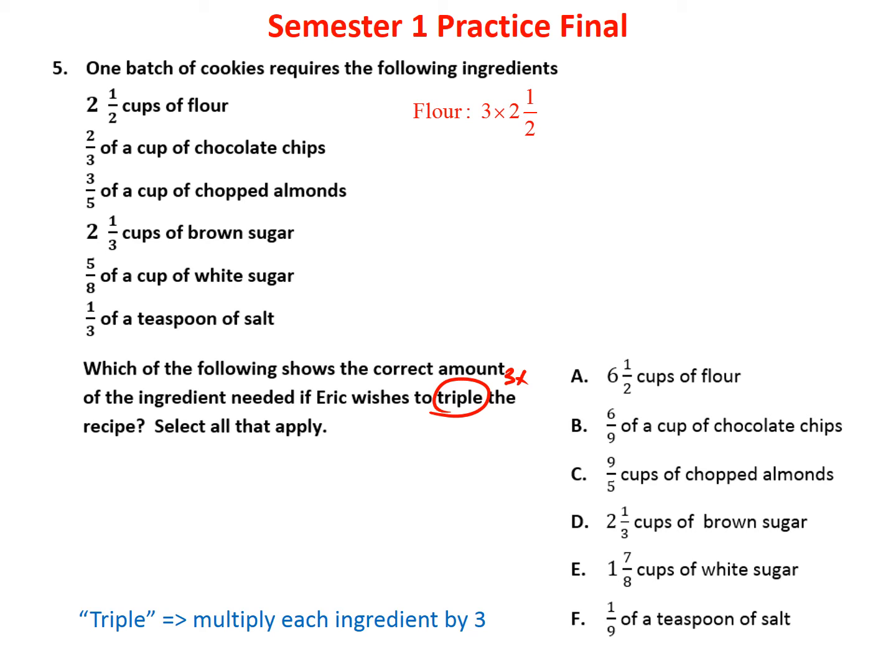Flour, 3 times 2.5. So the first thing I do is change the mixed number to an improper fraction. If you remember that, 2 times 2 is 4, plus 1, 5 halves. Now we can multiply across. 3 times 5 is 15, 1 times 2. And so the answer there, if we go back to a mixed number, 2 goes into 15 7 times with 1 left over. So the answer is 7.5. And you'll notice answer A says 6.5. So A is not a correct answer.